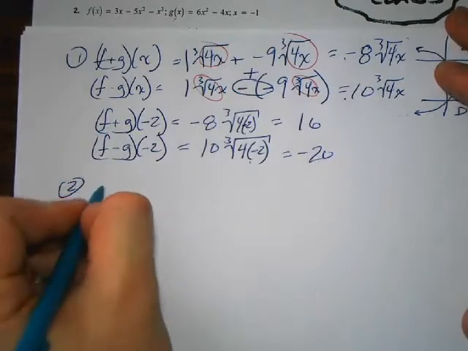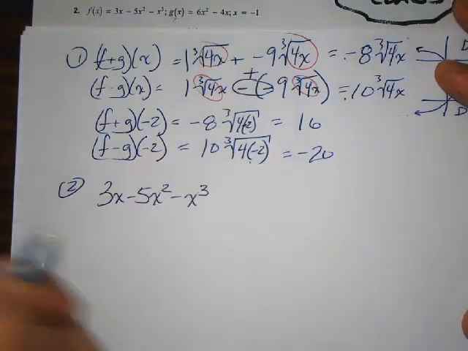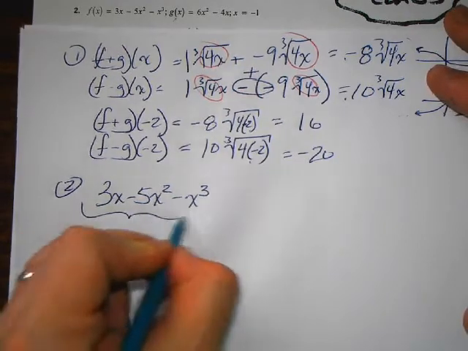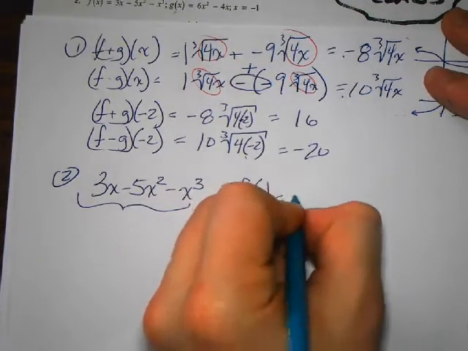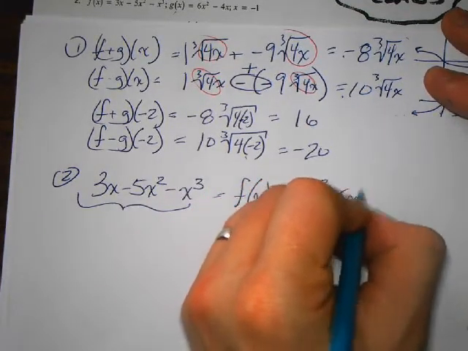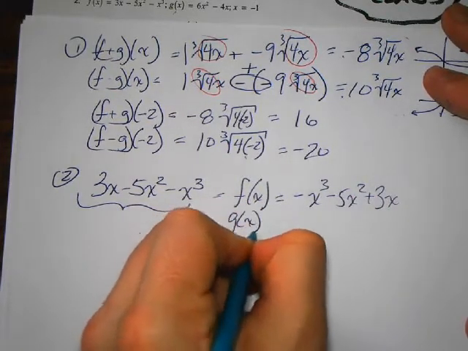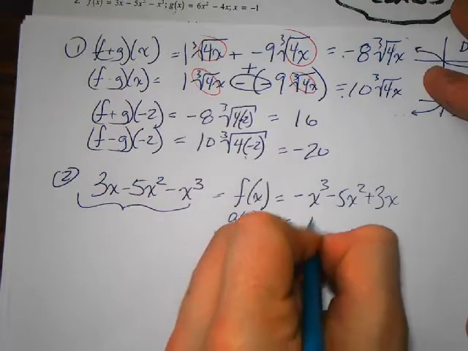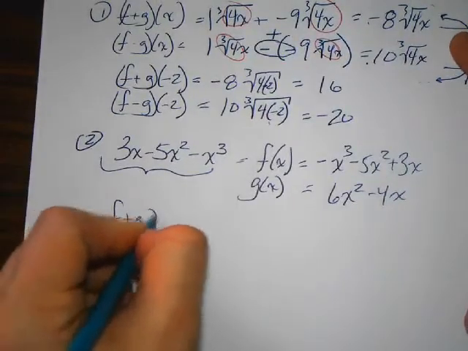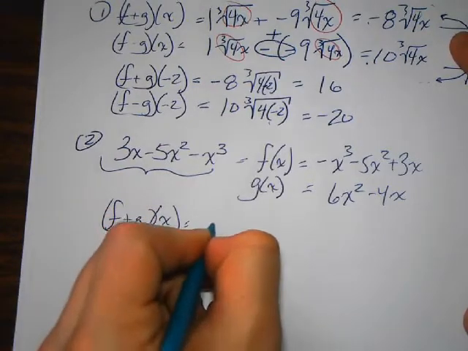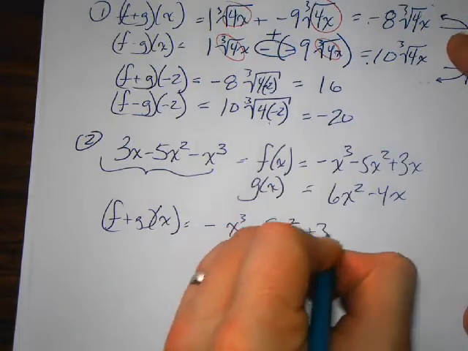They give you 3x minus 5x squared minus x cubed as a function. It's not quite written in standard form, so we're going to go back and write f of x as negative x cubed minus 5x squared plus 3x. And then we'll write our g of x function. G of x is in standard form, it's just 6x squared minus 4x. So let's add these up. F plus g at x is negative x cubed minus 5x squared plus 3x.